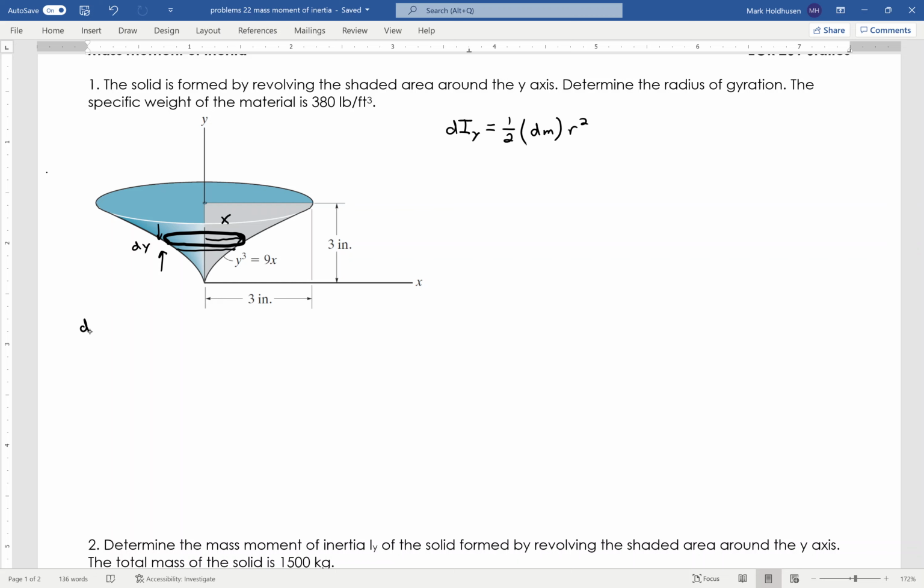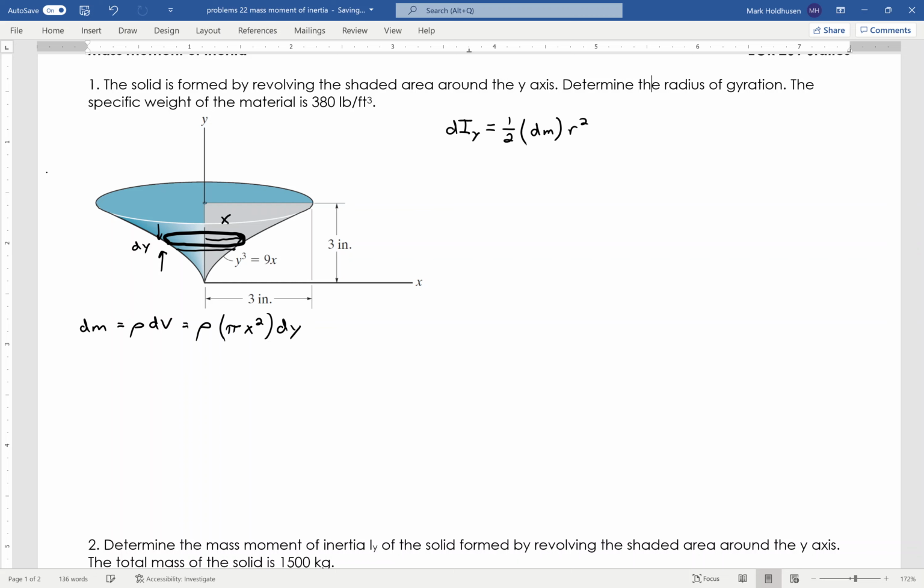Now, that dm, infinitesimal mass, is going to be the density of the material times the volume of that material, okay? And that volume is going to be the volume of a disk, which is going to be pi r squared, where r, for our case, is x, right? That's the radius of that disk, the distance x, times the height, which is dy, okay?